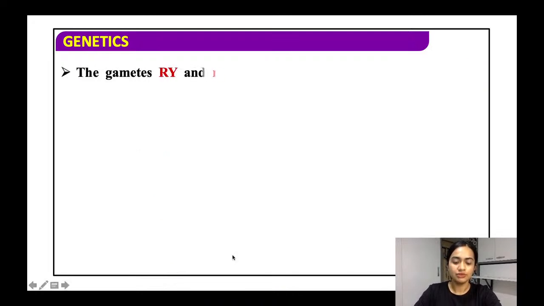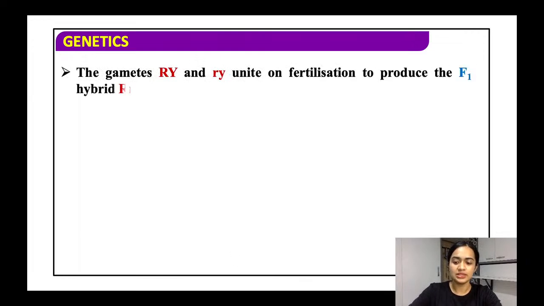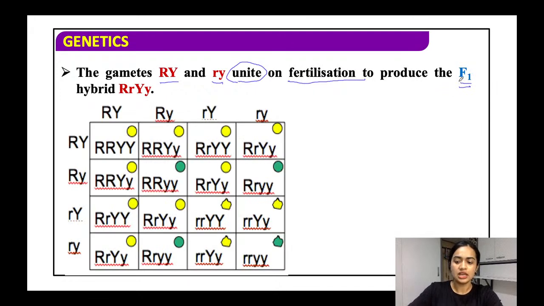So what happens is that the gametes RY, capital R and capital Y, along with the small ones, will unite, or undergo the process of fertilization. And this will produce the F1 generation. Now the F1 generation will undergo a process called selfing. That means this F1 is again crossed with itself, made to self-pollinate.